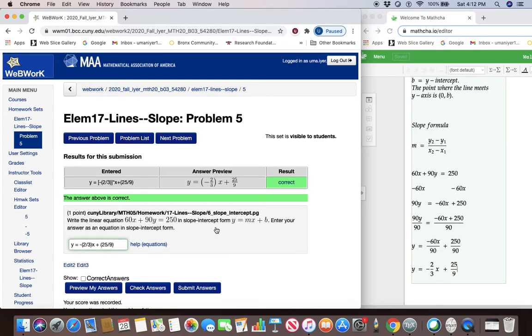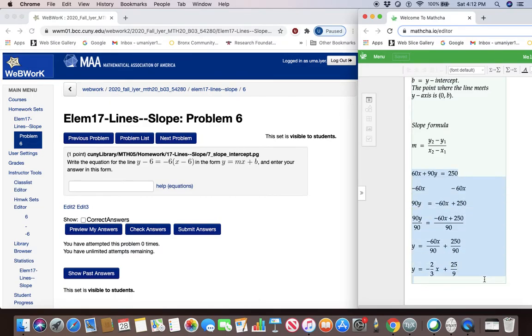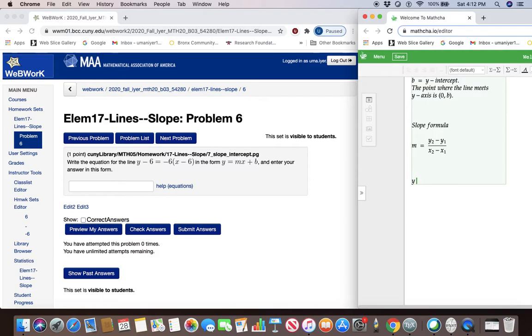Let's see. All right. Write the equation in the form of y equals mx plus b. Okay, so let's again start. All we need to do is simplify. So you are given y minus 6 equals negative 6 times x minus 6. Right? So y minus 6 equals, distribute the negative 6. I have negative 6x plus 36. Now I will add 6 to both sides. You get y equals negative 6x plus 42. Okay.